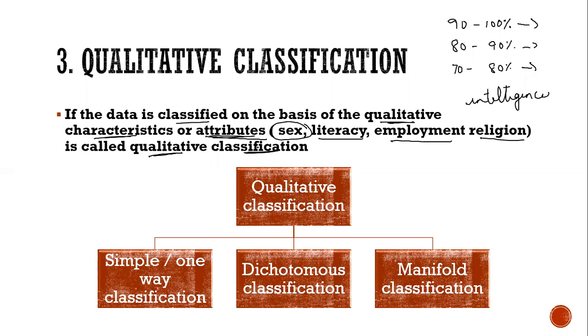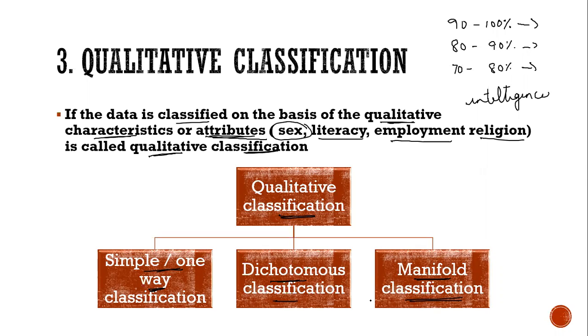Now, when you say qualitative classification, there are 3 types of classification under that. First one is simple or one-way classification. Second one is dichotomous classification. And the third one is manifold or multiple-fold classification. Dichotomous classification is where you can divide the classification into only 2 groups. Manifold is where you can divide the classification into many groups. That is manifold or multiple classification.